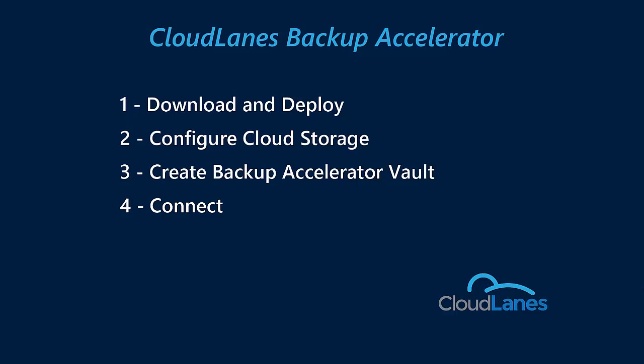The fourth step is connecting the Windows server on which you are running your backup software to the Cloud Lanes Backup Accelerator with the iSCSI initiator. The final video will be a walkthrough for configuring with best practices your backup software and running through all the functionality to backup and restore using the Cloud Lanes Backup Accelerator.